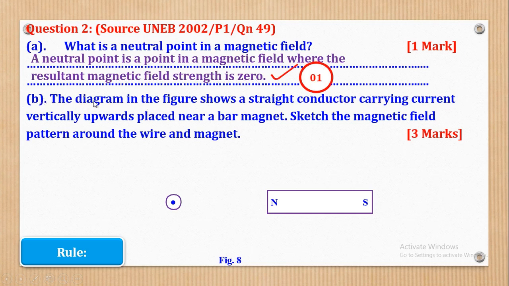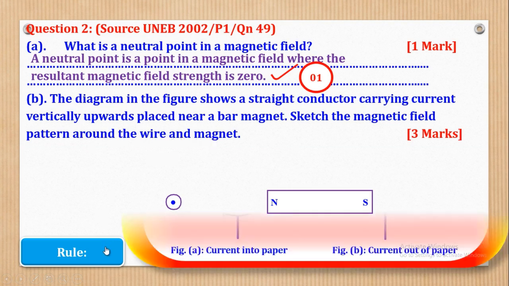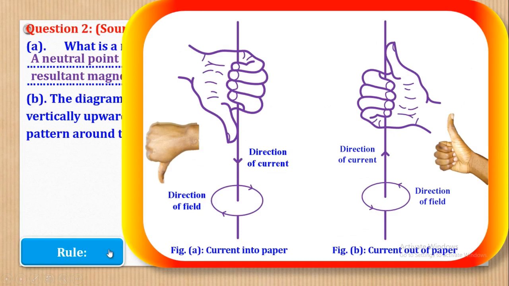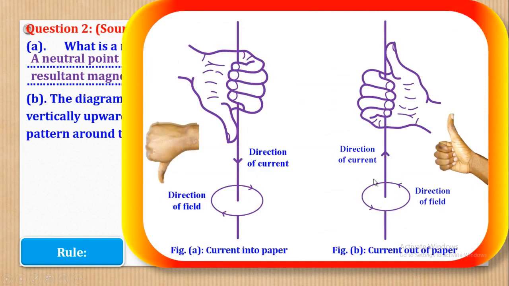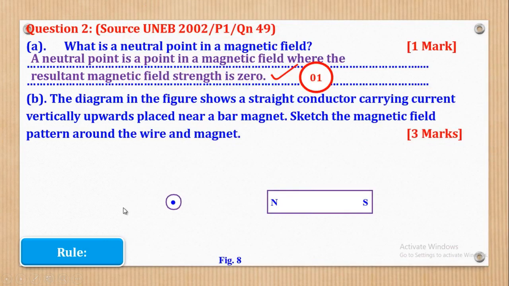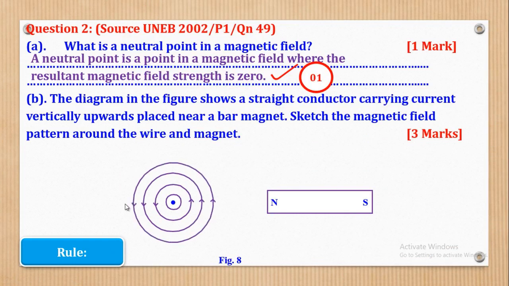Now part B says that the diagram in the figure shows a straight conductor carrying current vertically upwards placed near a bar magnet. Sketch the magnetic field pattern around the wire and magnet. So first of all, if the current is upwards, it means it is out of the paper. Therefore the direction of the field will be in an anti-clockwise direction. So we shall come and draw our direction of the field in an anti-clockwise direction.